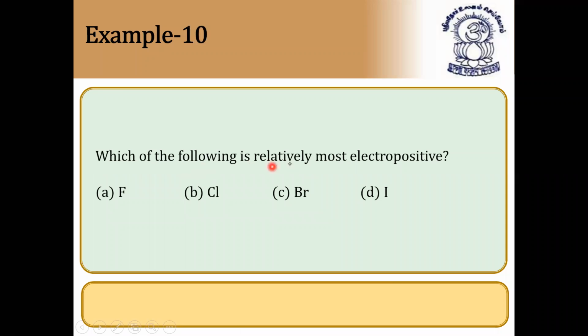Which of the following is relatively most electropositive? Electropositive means metallic. So automatically the answer is iodine. So it is D. Iodine. I hope it is clear.